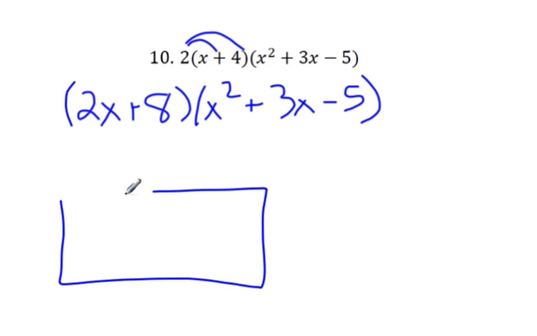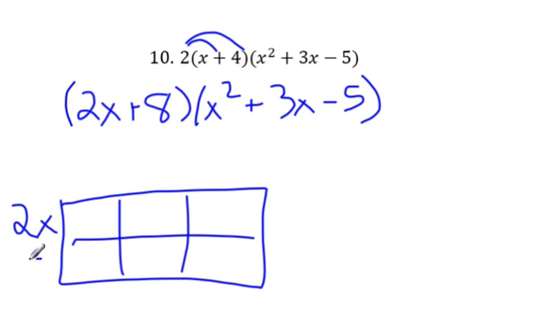So now let's go ahead and create our box. This box is going to be 2 by 3. So we have 2x plus 8 here, x squared plus 3x. And again, I want to make sure I know that that's a minus 5 or a negative 5 when I go to distribute that in.